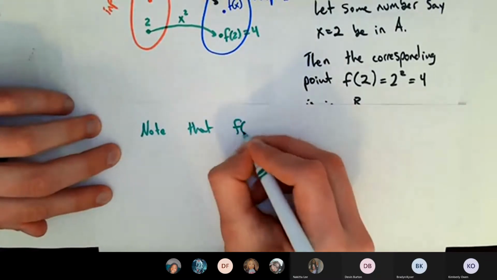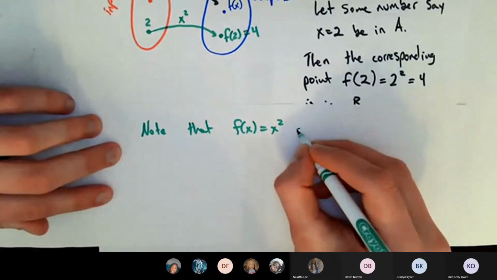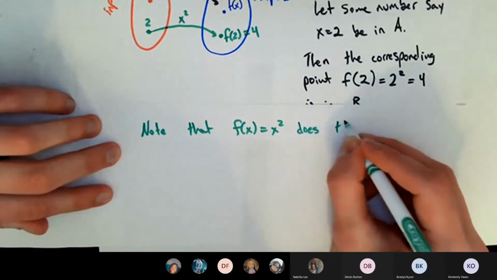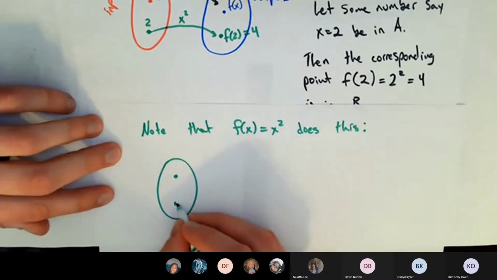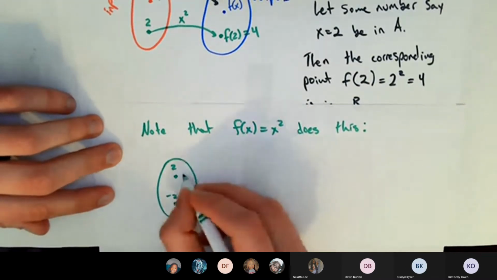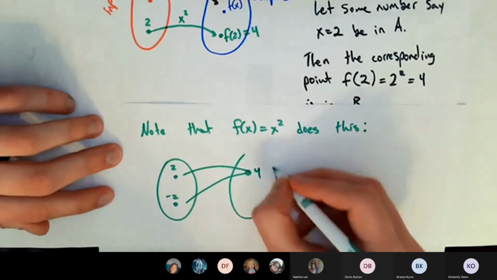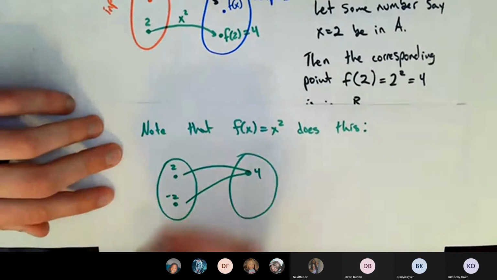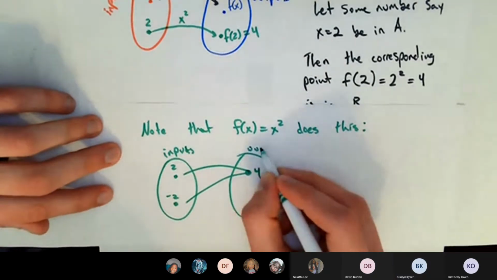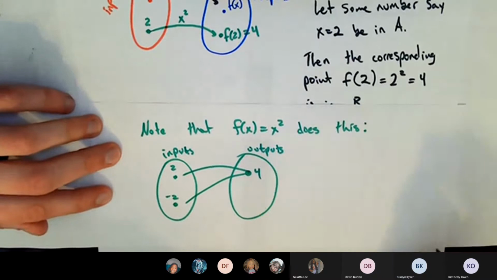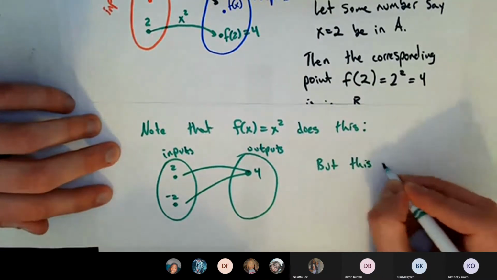So let's note that f of x equals x squared does this, and here's my picture. It takes a 2 and a -2, and it maps both of them to the number 4 over here, from my inputs to my outputs. But that's okay. This is still a function.